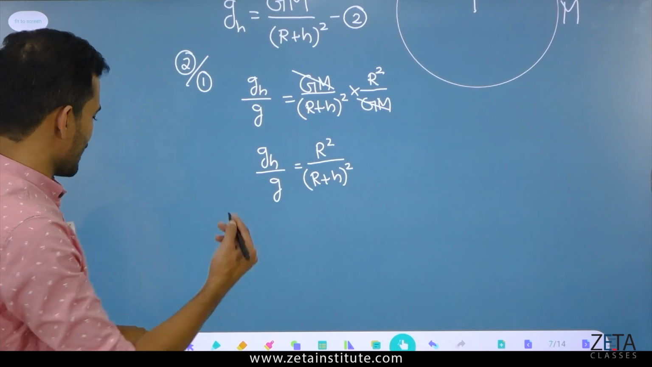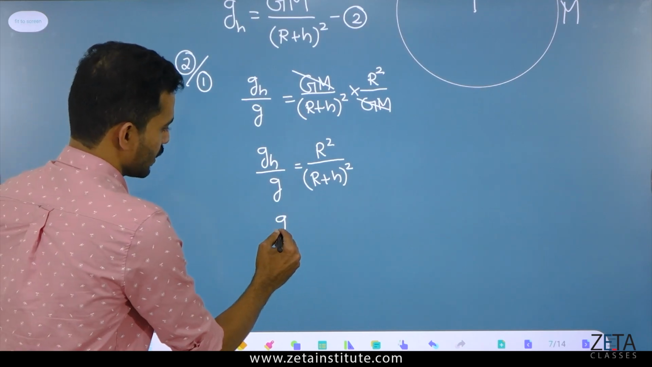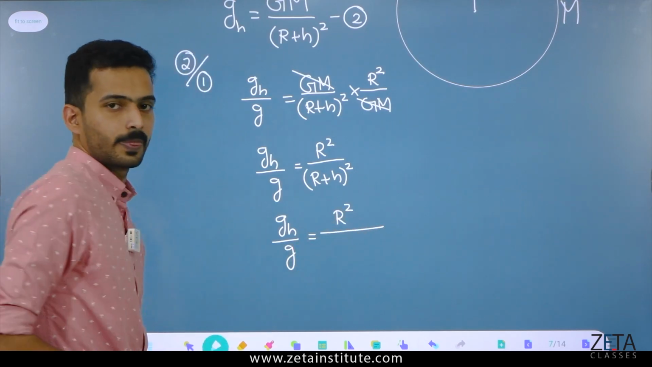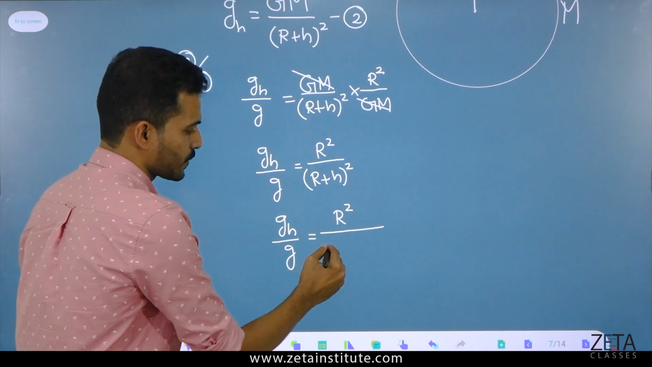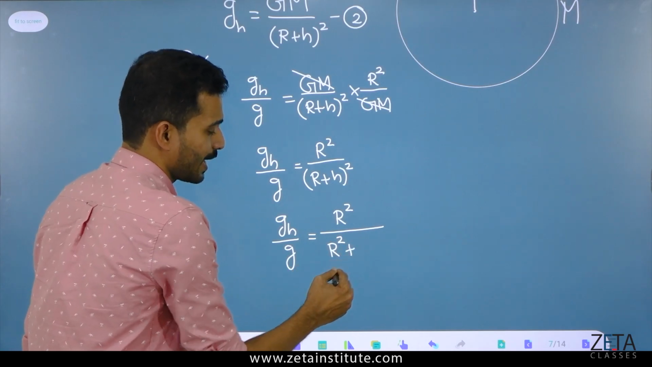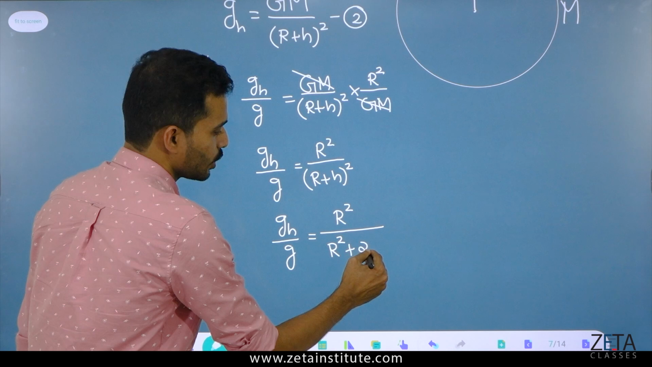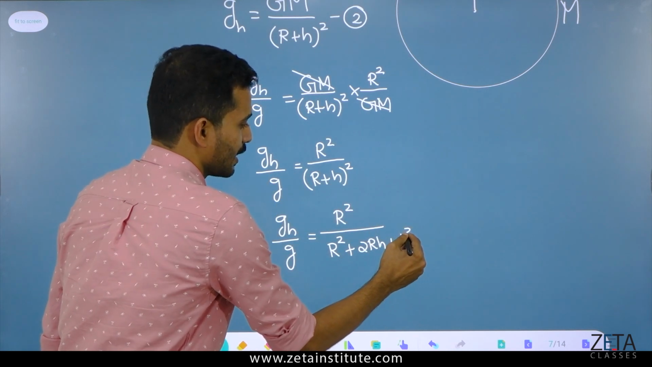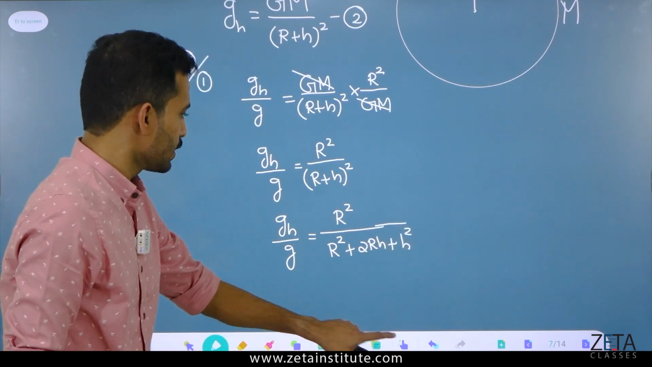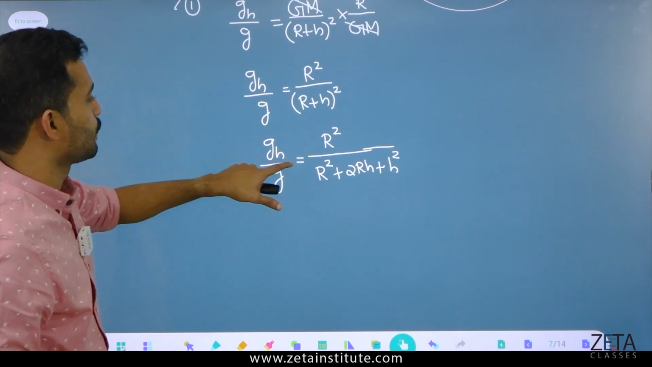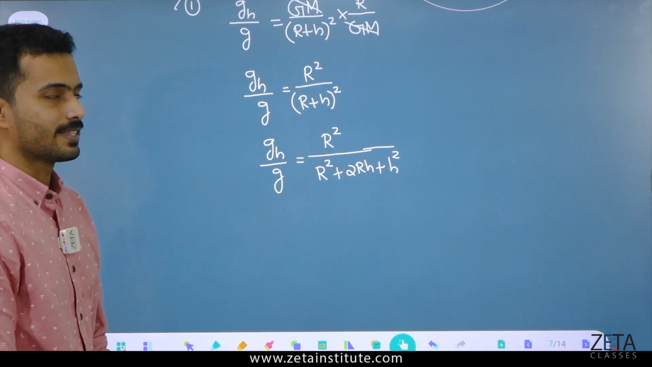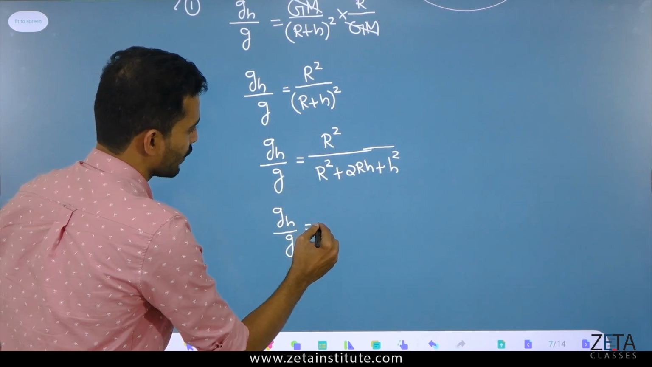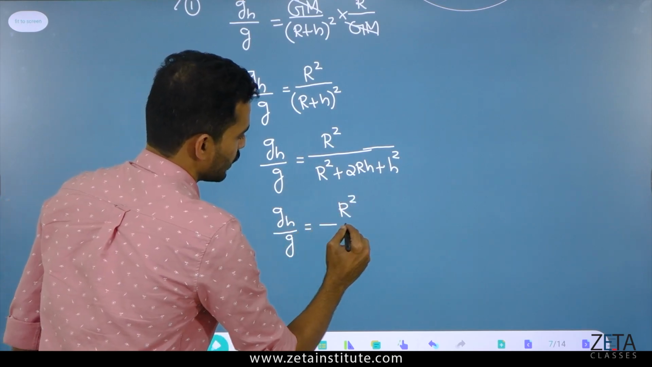Okay. So just expand this r plus h all square. gh by g is equal to r square divided by, what is a plus b all square? That is a square plus 2ab plus b square, that is r square plus 2rh plus b square. Here it is b, so we can take it as h square. So that is r square divided by r square plus 2rh plus h square. So what is gh by g?